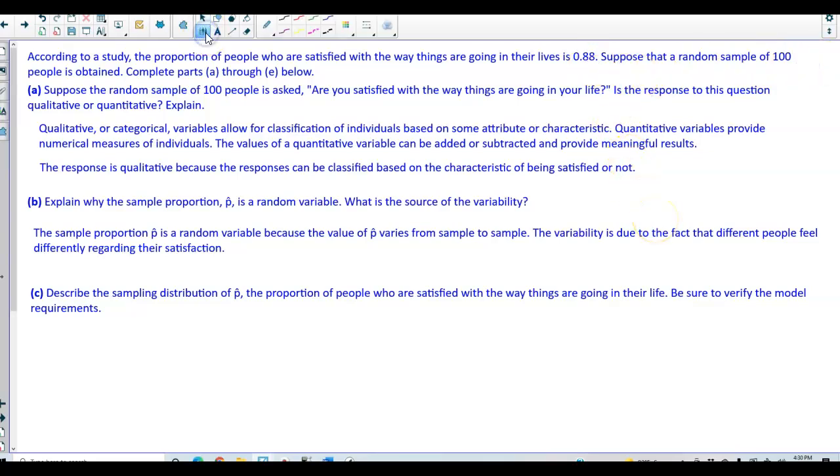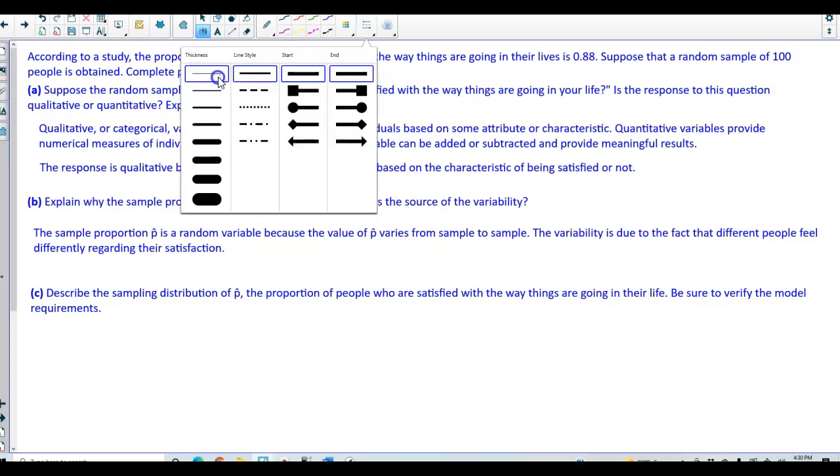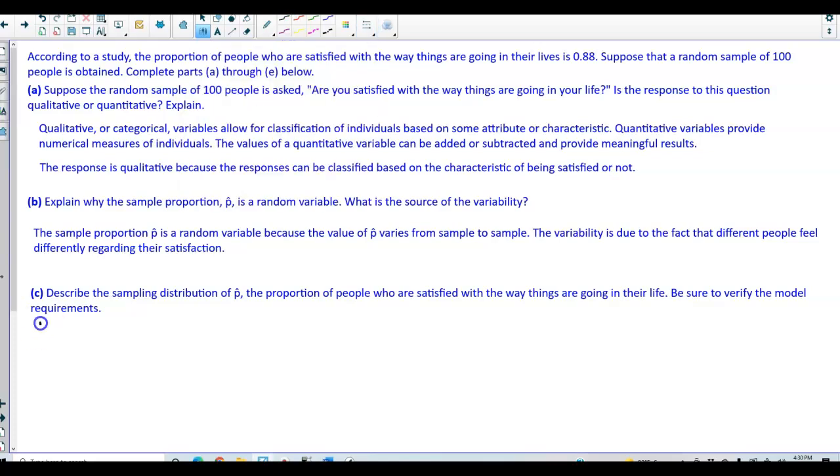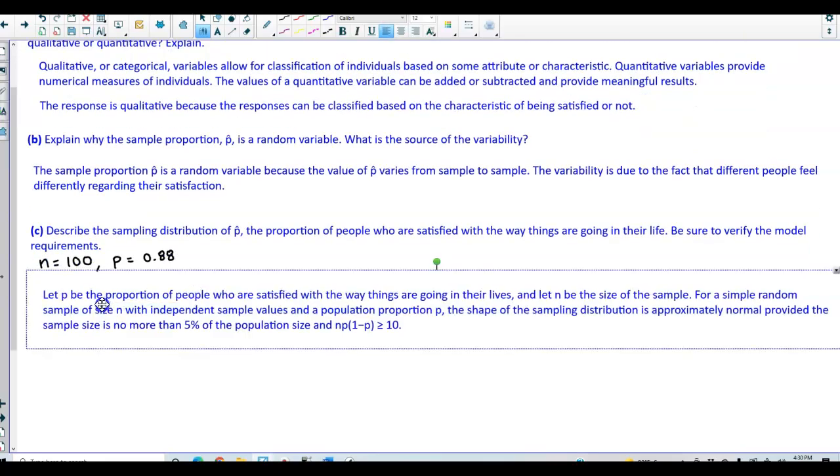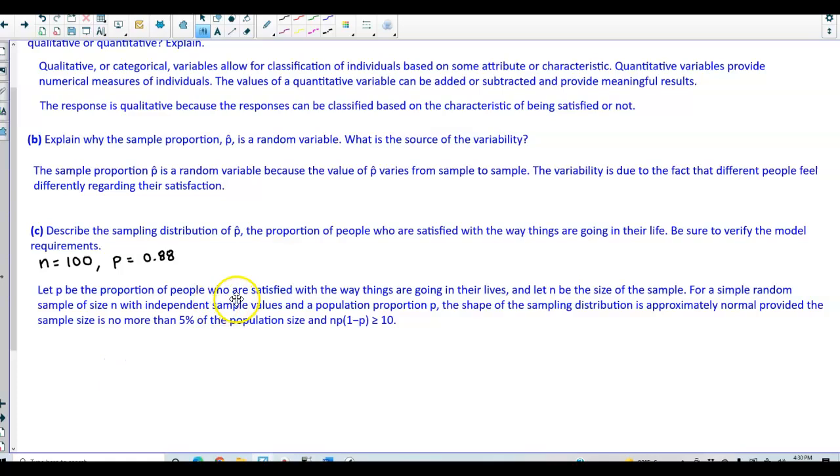So let's go ahead and first write that out. We know that n is equal to 100 and the population proportion is given as 0.88. Okay, now the next thing that we want to do is the following. Again, p is the proportion of people who are satisfied with the way things are going in their lives, and we're going to let n be the size of the sample.